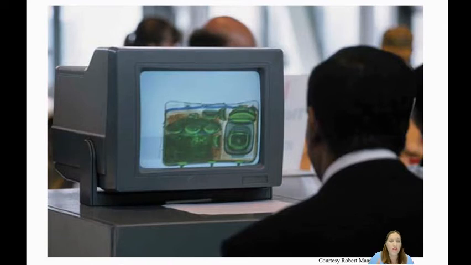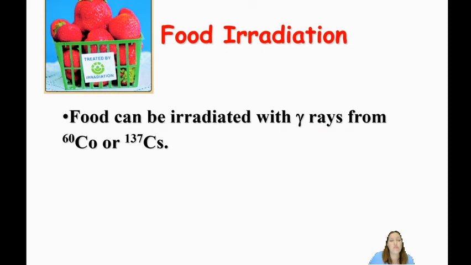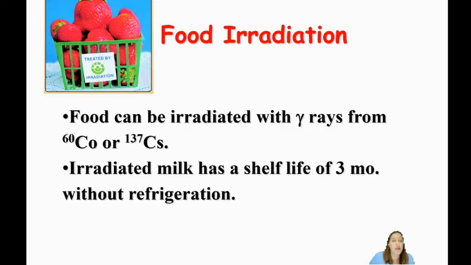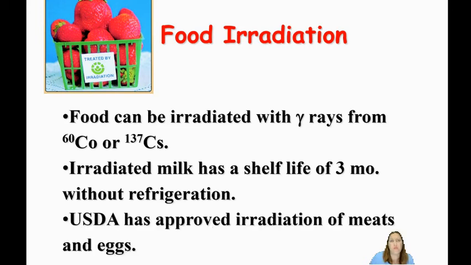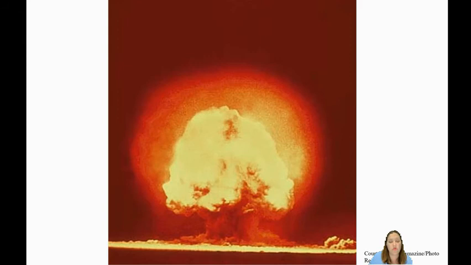So right here, if you have an X-ray going through luggage, that would be an example of using nuclear radiation. You're irradiating food. So food can be irradiated with gamma rays from cobalt-60 or cesium-137. Irradiated milk actually has a shelf life of 3 months without refrigeration, which is crazy. And a cancer patient in this case is receiving radiation therapy. So these are all of the different areas where you could use radiation.